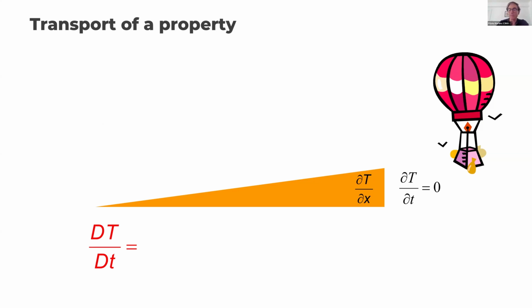Okay, so the change the guy in the balloon measures depends on the spatial gradient. But it also depends on the velocity of the balloon, okay? For a certain gradient in space, if the balloon travels slow, the change will be slow. If the balloon travels fast, the change will be fast. So what the guy in the balloon measures is the velocity of the balloon times the gradient in space, okay?